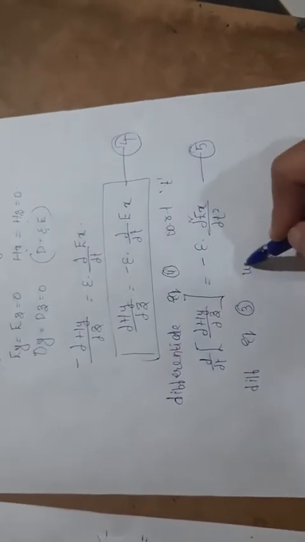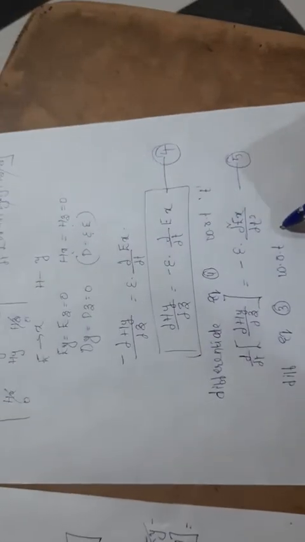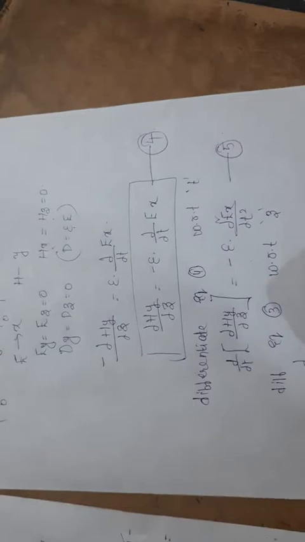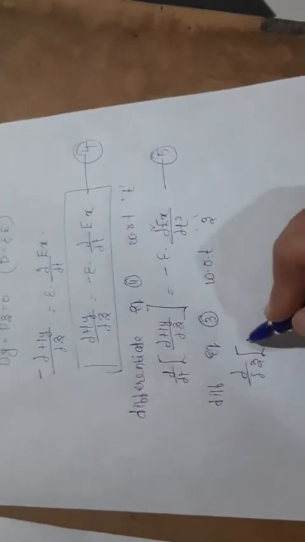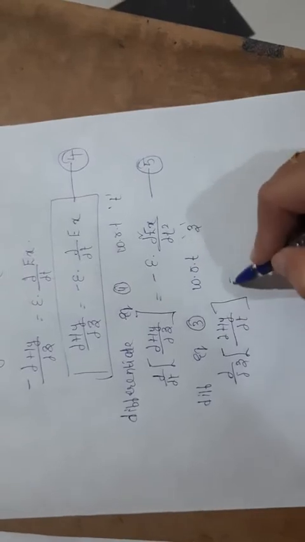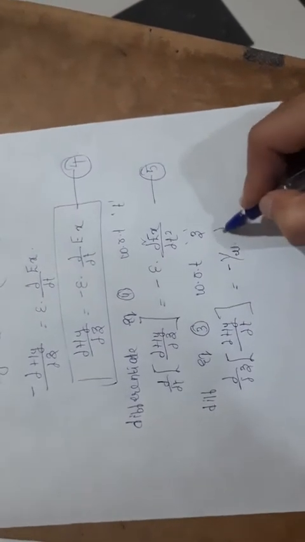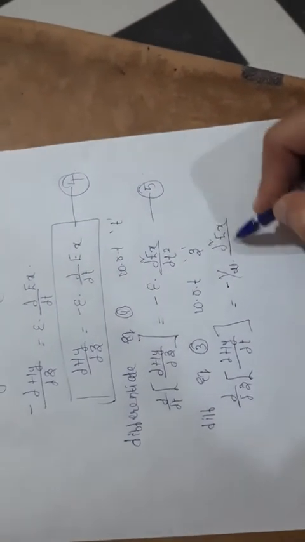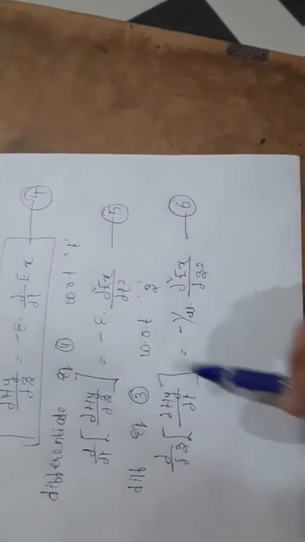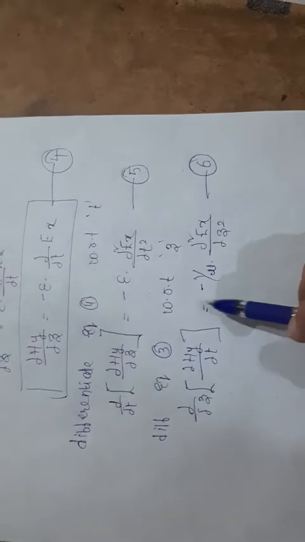Next, differentiate equation 3 with respect to z. So ∂/∂z (∂Hy/∂t) is equal to minus 1 by mu into ∂²Ex/∂z². Consider it as 6. Now just compare these 5 and 6 equations.